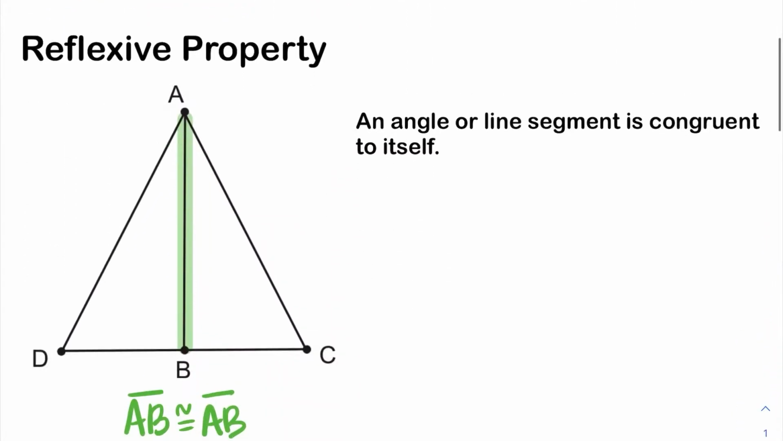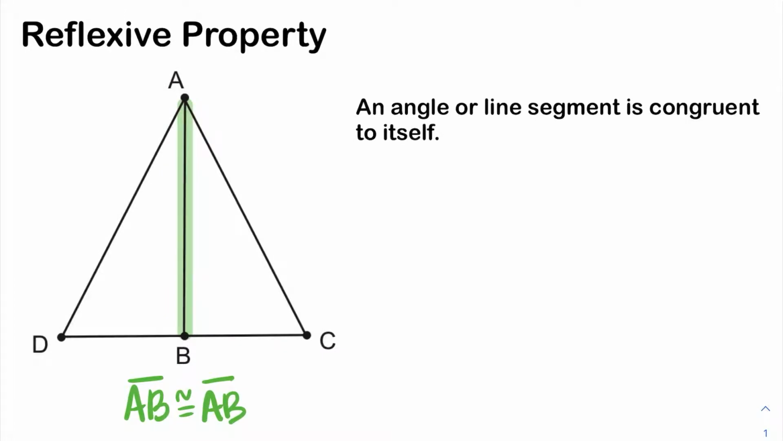The next piece of information is something we have not covered yet, and this is the reflexive property. The reflexive property is when an angle or a line segment is congruent to itself. So in triangle ACD, we have this line AB that goes down through the middle of it and creates a triangle on the left side and the right side.